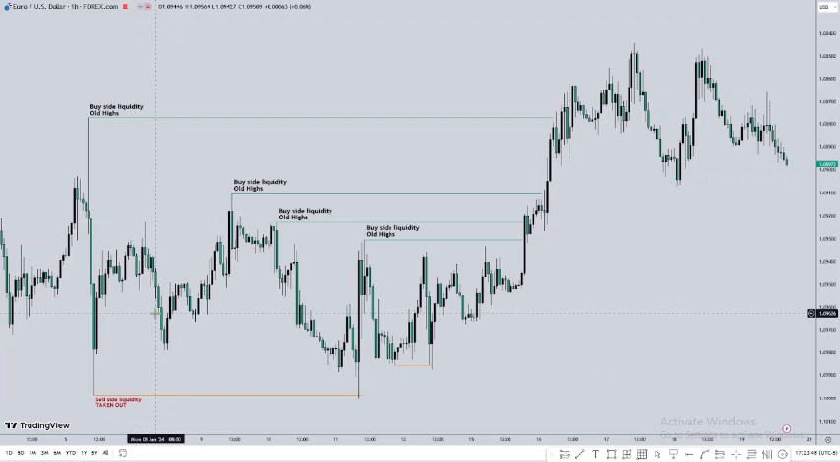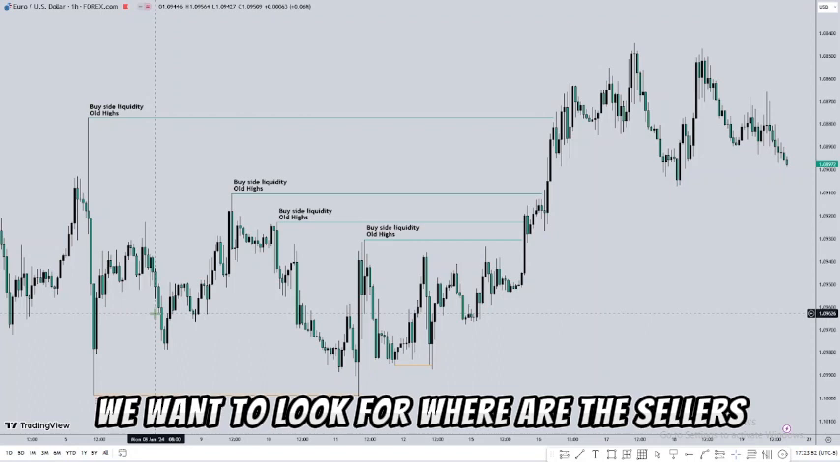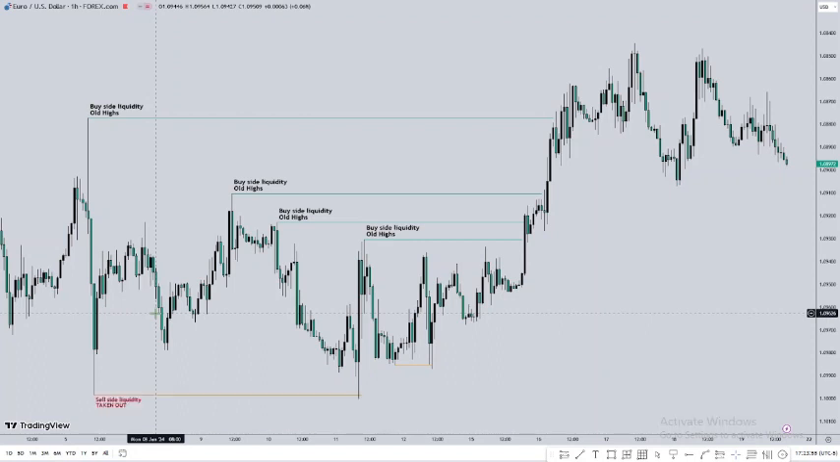When we came to the chart on this day, or rather this week, because this was a week's worth of data, let's say for example we are bullish. Now, when we are bullish, we want to look for where the sellers are, because we want to buy from a seller.